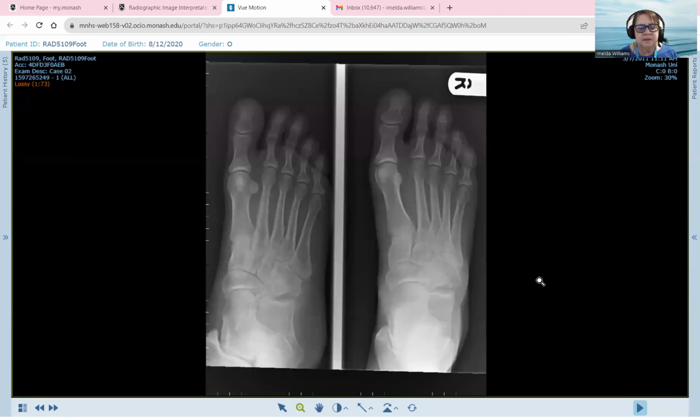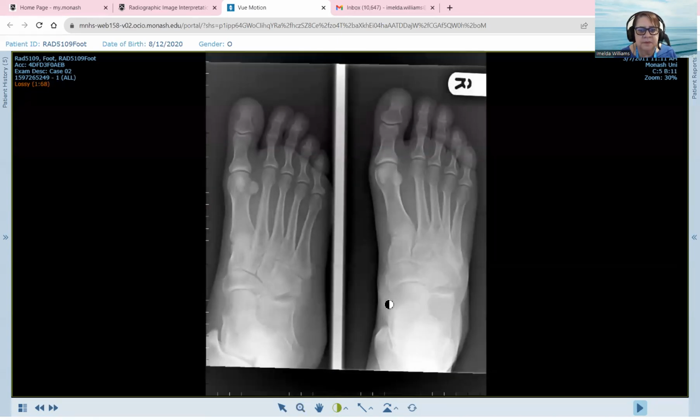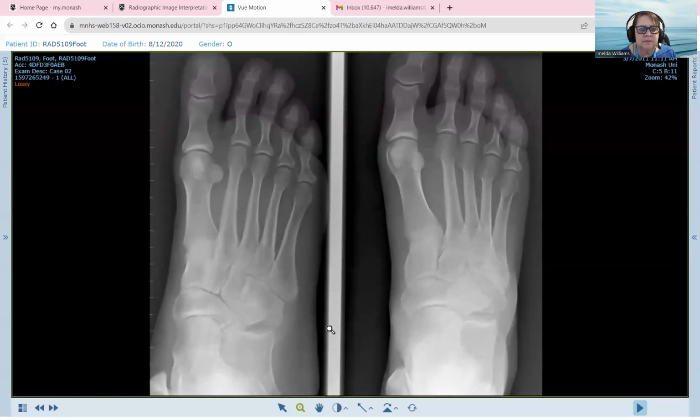So the second case is that of a patient who has also been referred for an X-ray of the right foot, and the patient has got pain over the cuboid and the first cuneiform, and that follows after an injury that the patient had to the foot. So I'm just going to change up. It's a little bit better, and then zoom in.